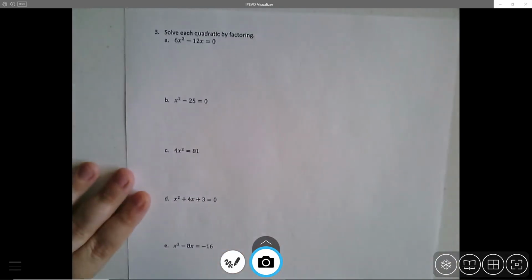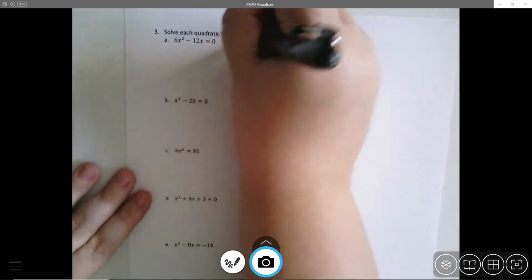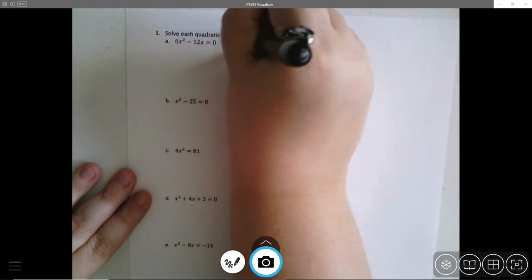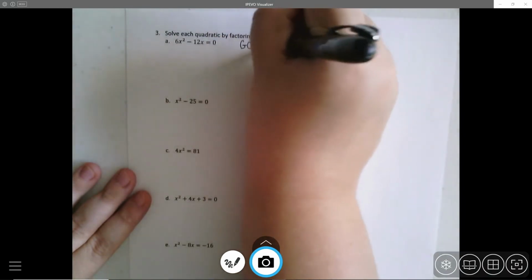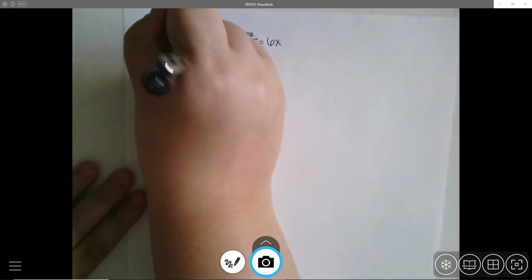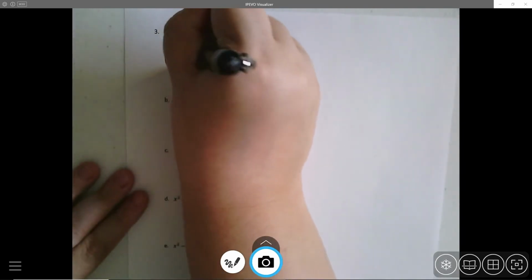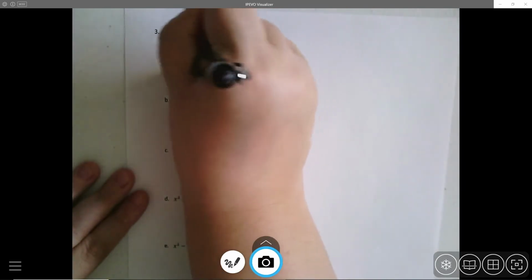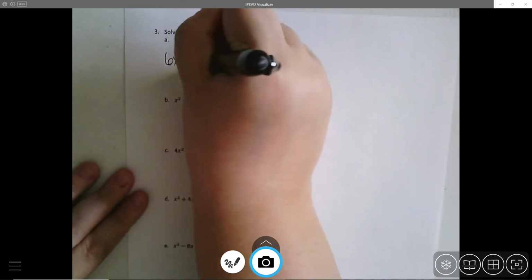First step, check for a GCF. There is a GCF in this problem. Okay, our GCF is 6x. I'm going to go through and take out my GCF, 6x out front. Take your original problem, divide it by that GCF.